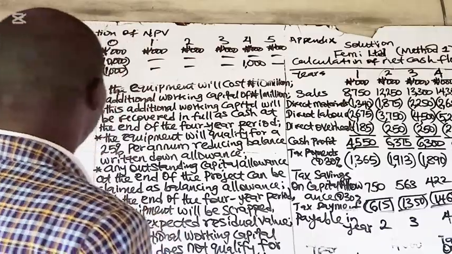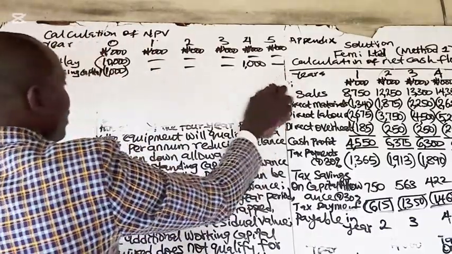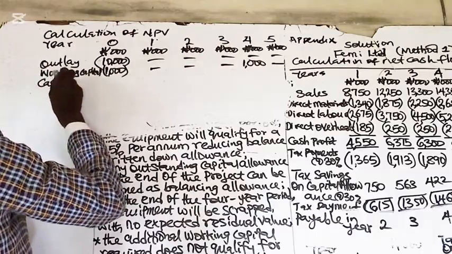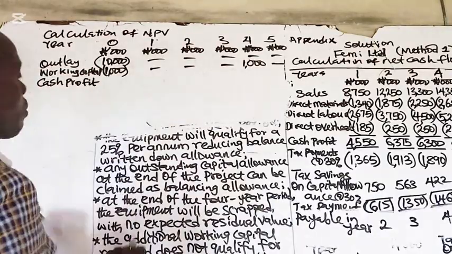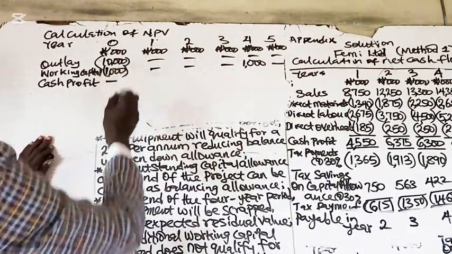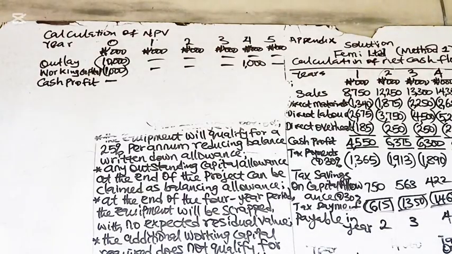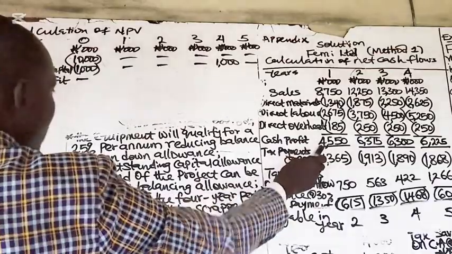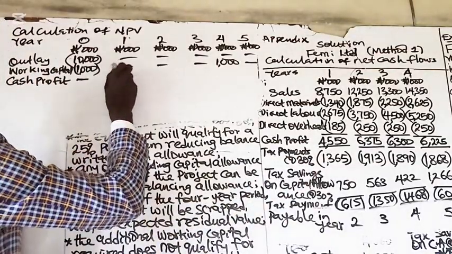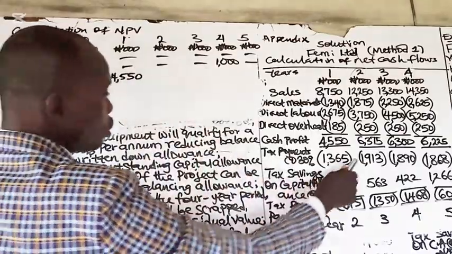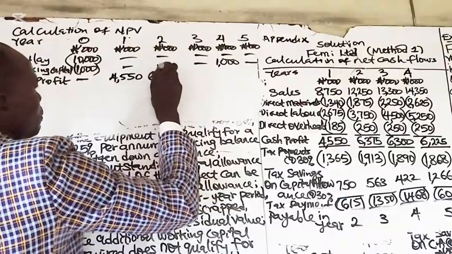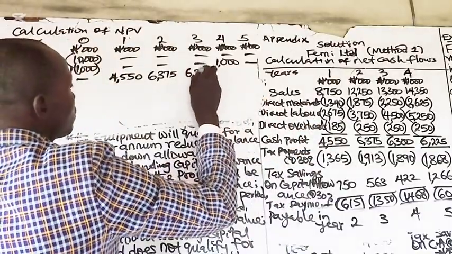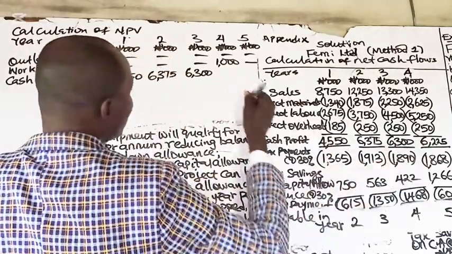Aside from this, we have cash profit. In year 1, you have 4,550. Year 2, 6,375. Year 3, 6,300. Year 4, 6,225.